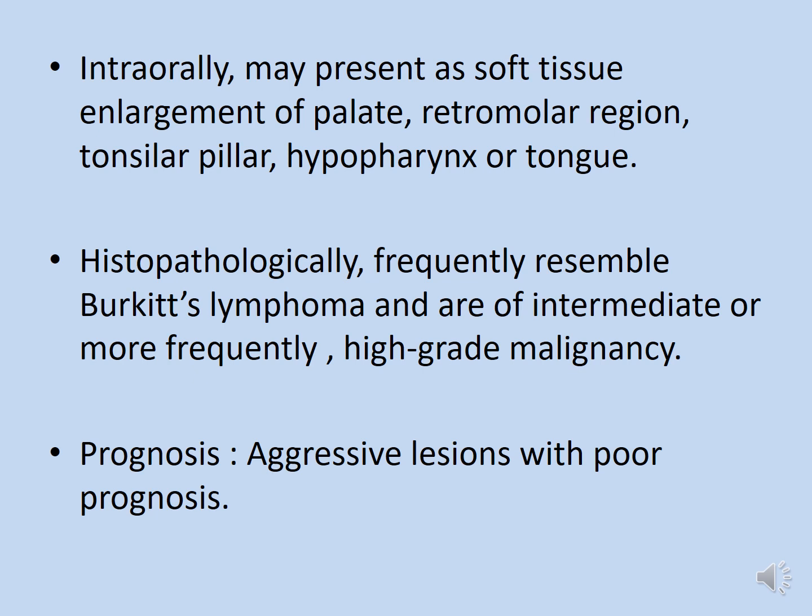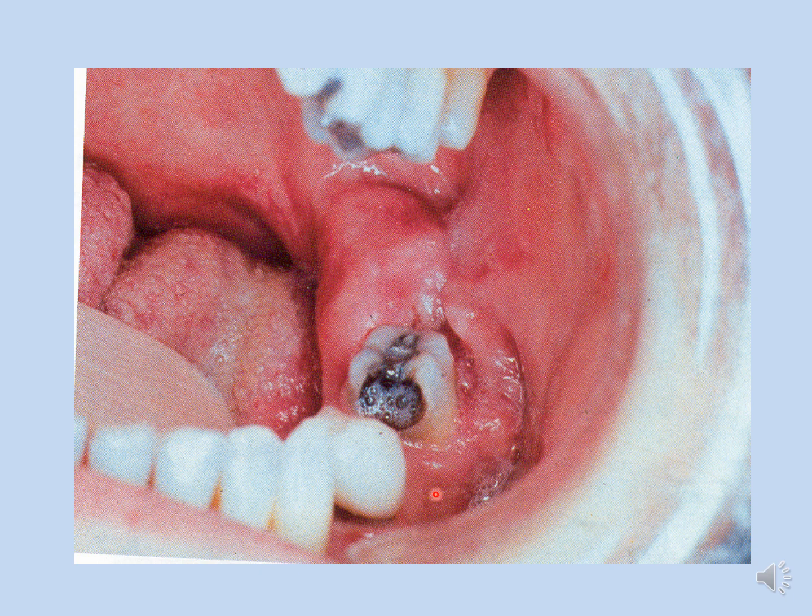So here in this case, this is a patient who turns up to the dental office. He has this swelling in the retromolar region. On doing the biopsy, it turns out to be a non-Hodgkin's lymphoma. On further investigating, the patient turns out to be an HIV positive patient.